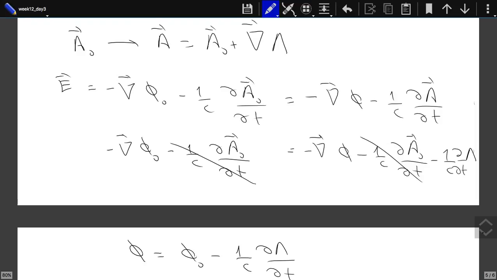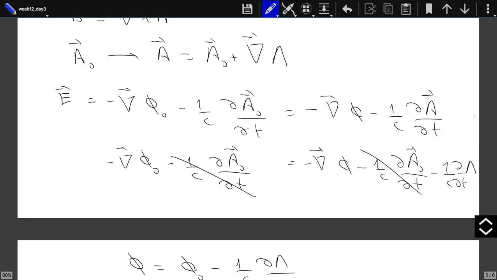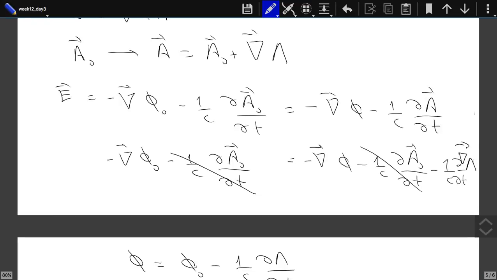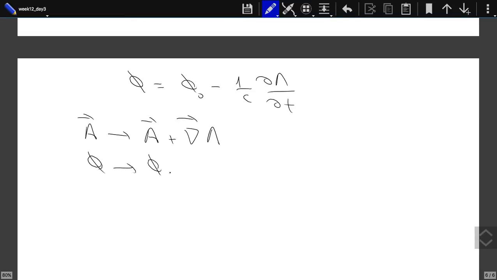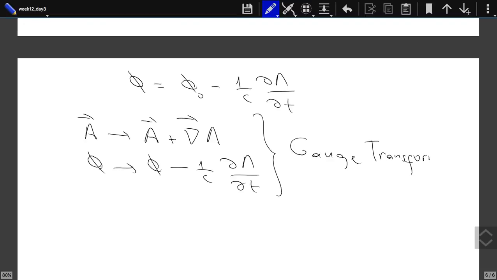You see, let me see. Here there is a gradient also. So in this last equation there is no gradient. So A goes to A plus the gradient of lambda, and phi goes to phi minus 1 over c del lambda by del t. These are both the same lambdas. They do not change my electric and magnetic fields. So these two transformations are called the gauge transformations in electrodynamics.